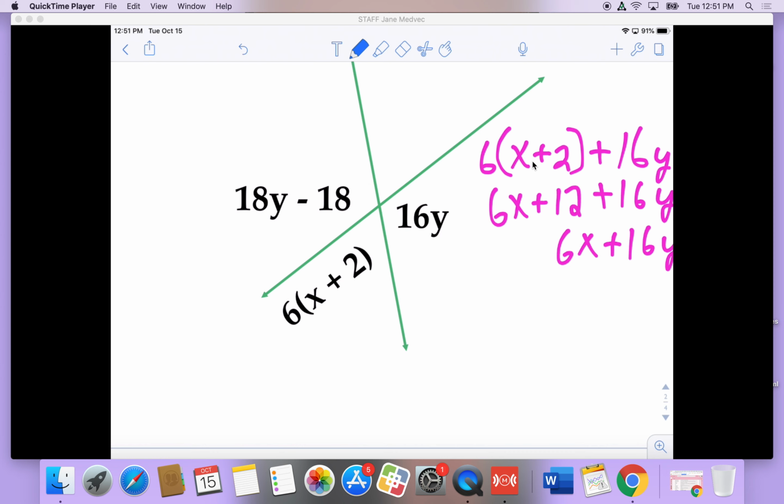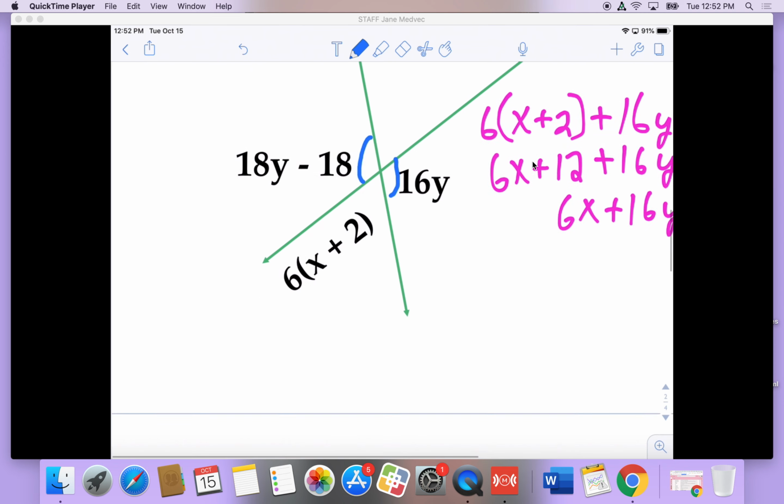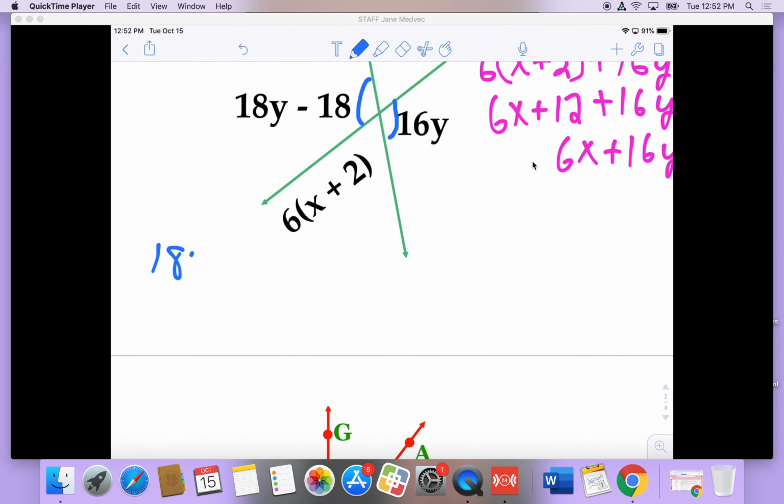18y minus... Okay, I could say that these two, if I add them together, equal 180. I could. There's an easier relationship I could use there. Yes, ma'am. 18y minus 18 equals 16y. That's right. This angle right here and this angle right here, they're congruent because they're what type of angles? They're vertical angles. So I'm going to take 18y minus 18, set it equal to 16y. Now I need to use some algebra. What do you want to do to solve for y?